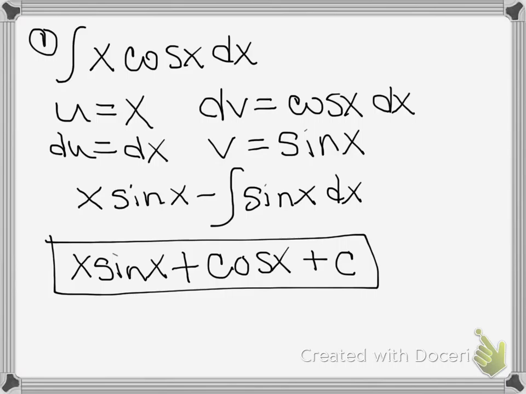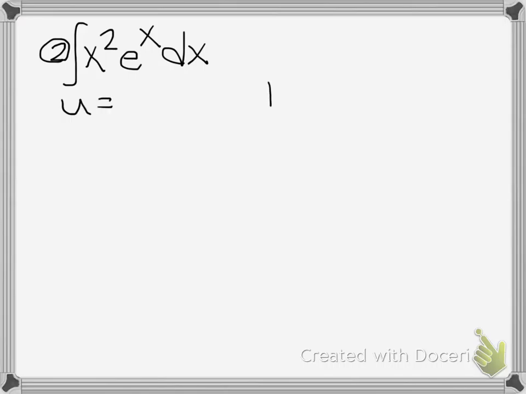Okay, let's move on and do example 2. All right, I have the integral of x squared e to the x dx. Okay, so again, we want to pick a u, and we need to pick a dv. You want to pick a u so the derivative is easy, and that means I'm just going to go ahead and pick x squared.